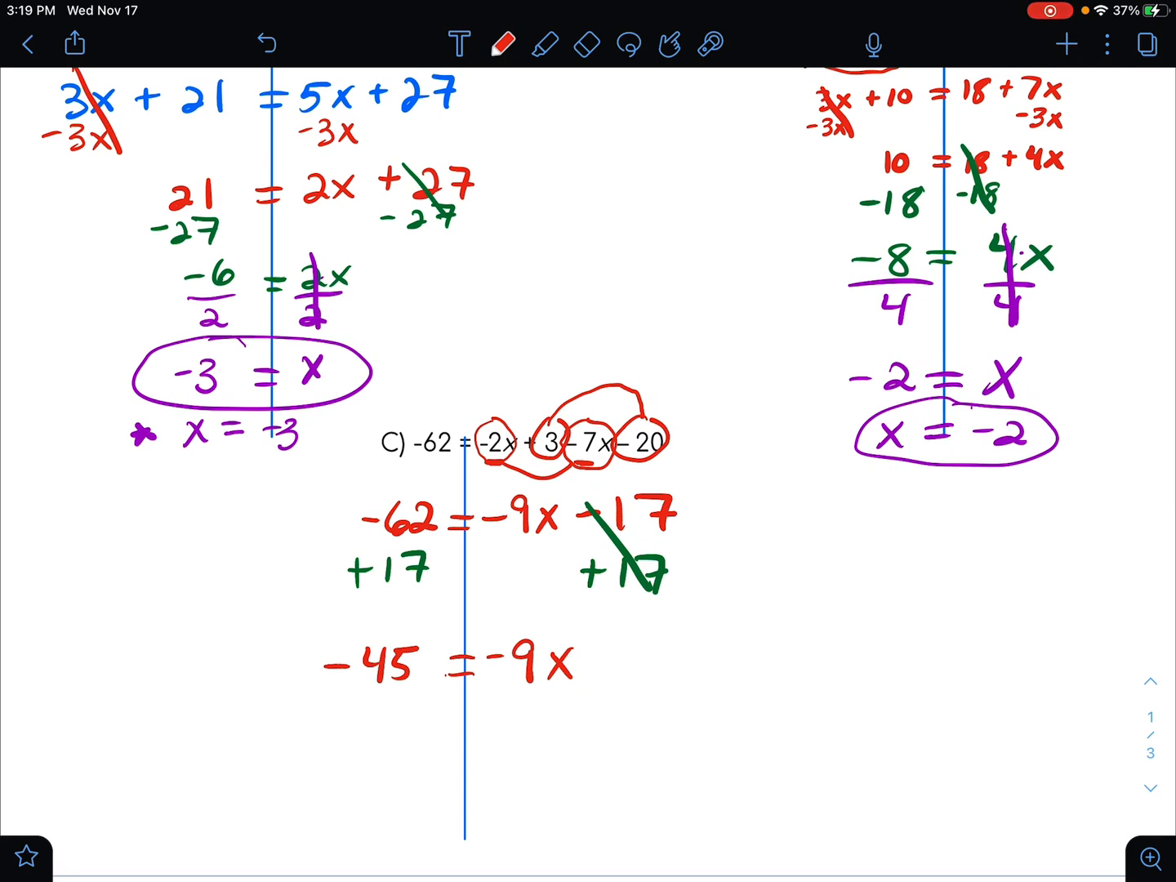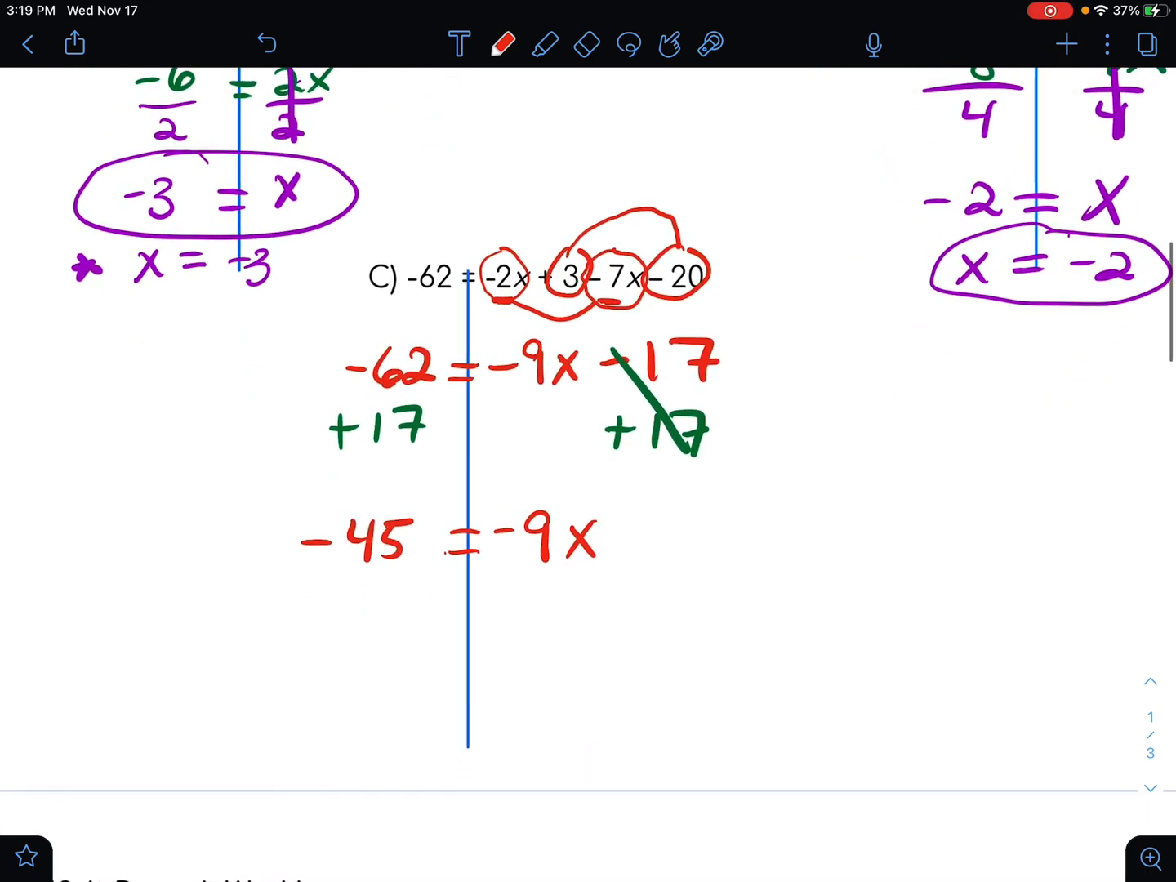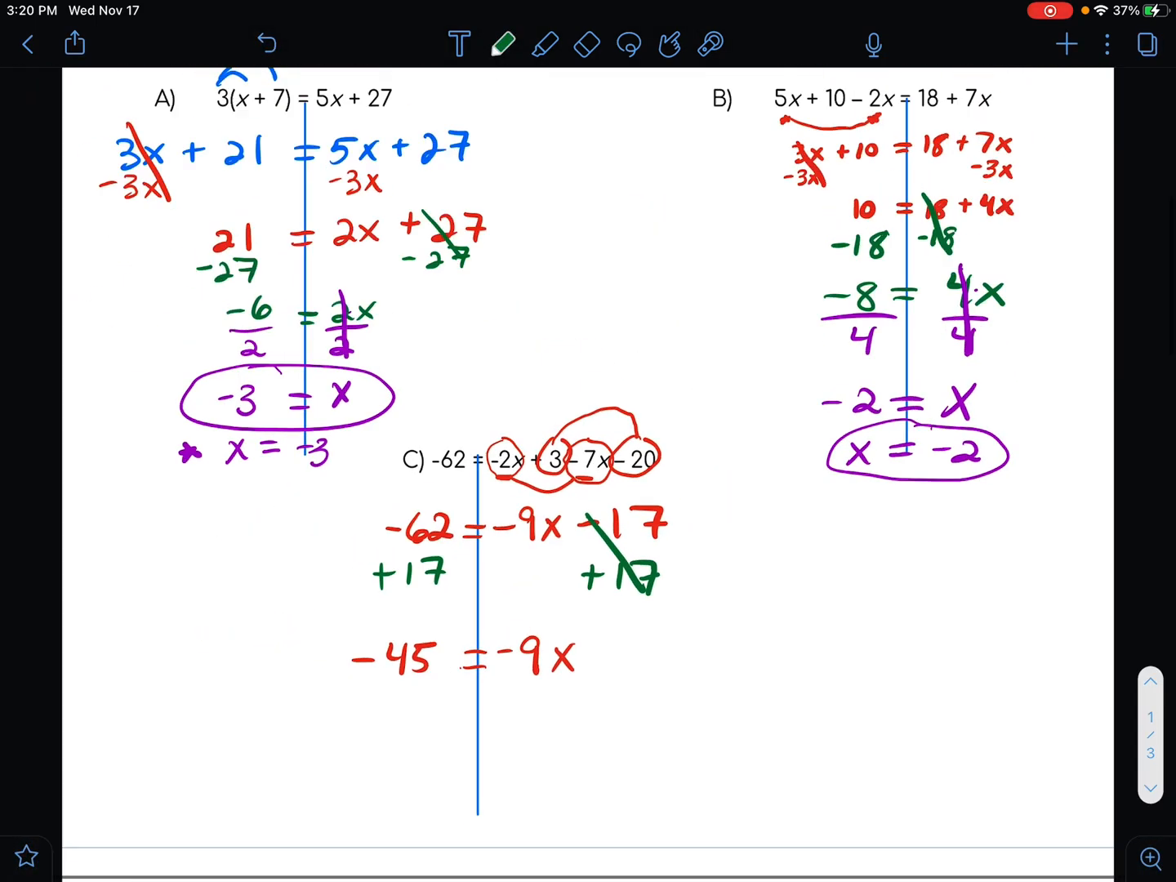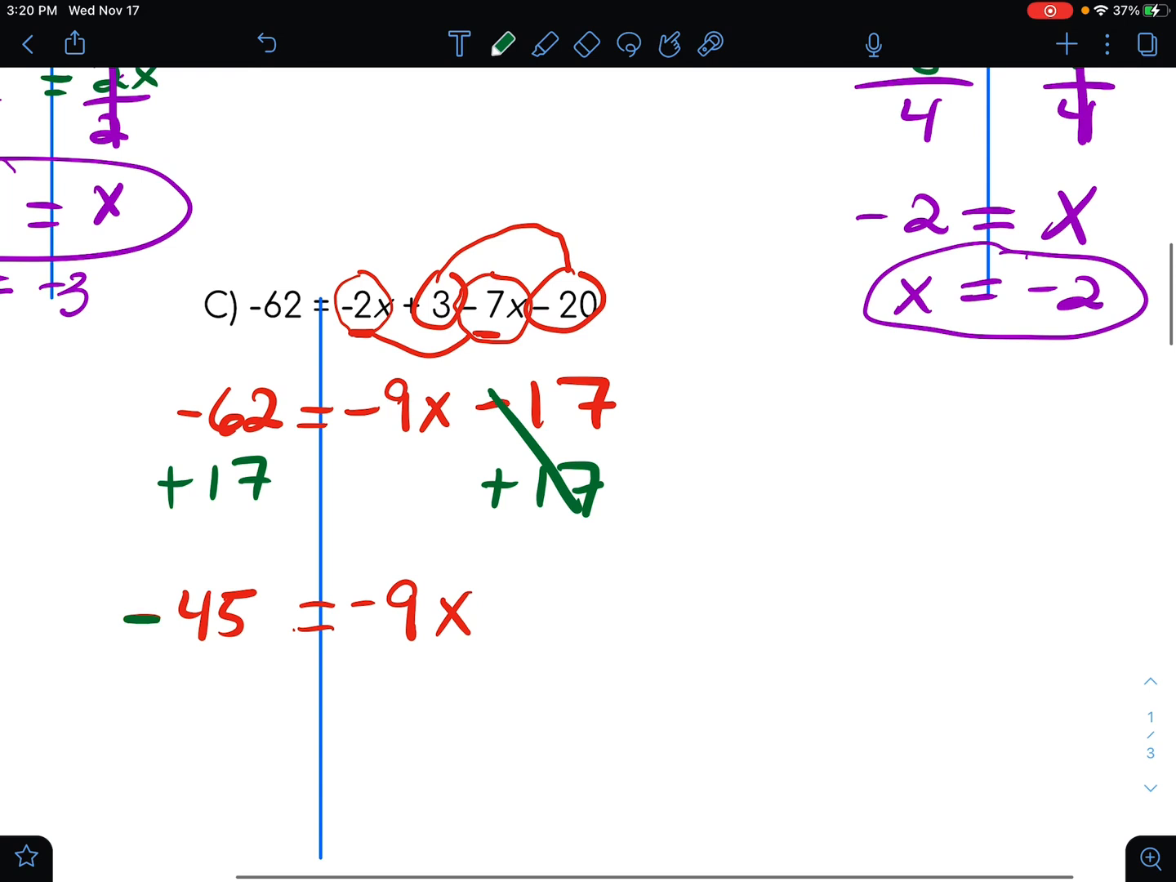If you were living in Alaska, maybe you'd have a negative 62, or maybe Antarctica, negative 62, and it got 17 degrees warmer, you'd be all the way up to negative 45. Ooh, put on some shorts. All right, so I don't know why I switched colors there. I was going to stick with green. I don't know why I switched back to red. I'm going to color over that.